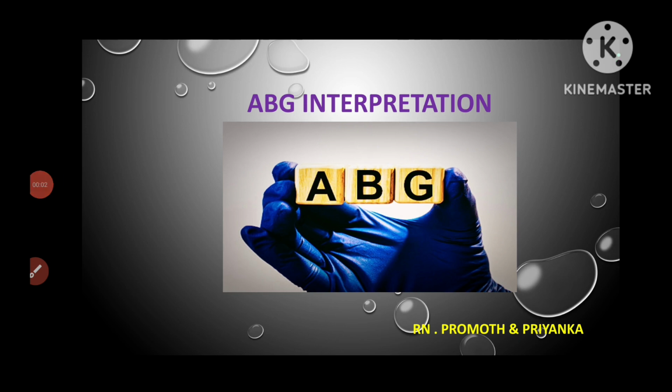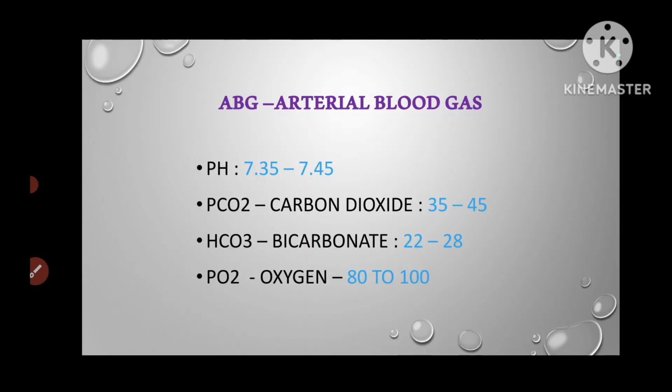Hi friends, in this video we are going to see about ABG interpretation, arterial blood gas analysis. To report or analyze an ABG, we need several values which are pH, PCO2 (carbon dioxide), HCO3 (bicarbonate) and PO2 (oxygen). The normal values are: for pH it is 7.35 to 7.45. For PCO2, carbon dioxide, it is 35 to 45. For HCO3, bicarbonate, it is 22 to 28, and for PO2, oxygen, it is 80 to 100.